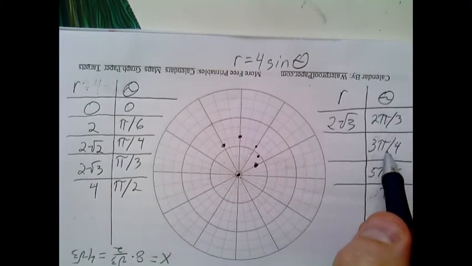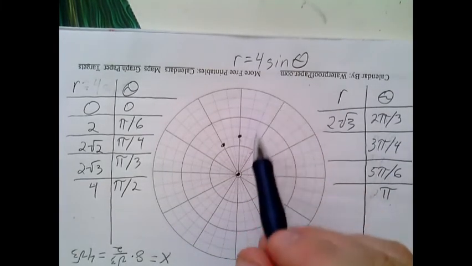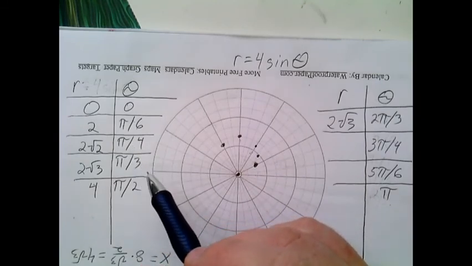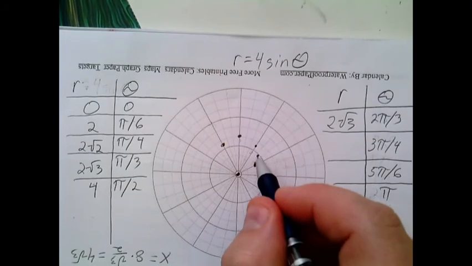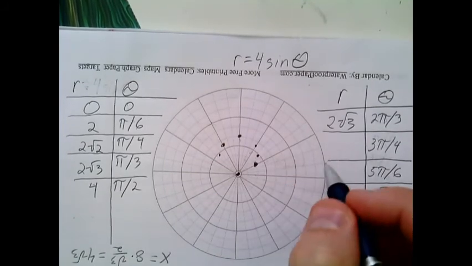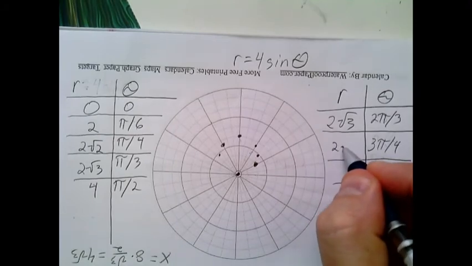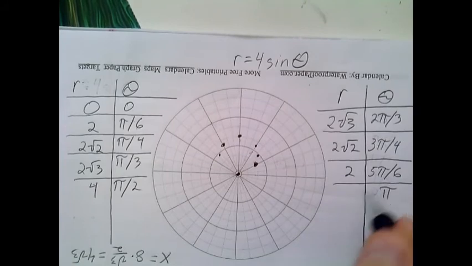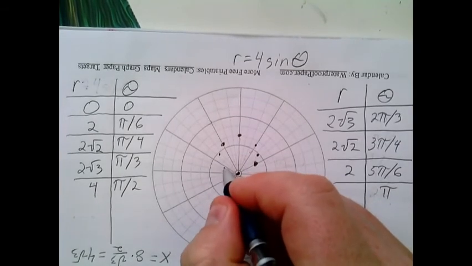And you know what? When I plug 3 pi over 4 into sine, it's actually the same as when I plug pi over 4 in. They both have a 45-degree reference angle. So this point is also going to be repeated over here. I'm going to get that 2 square root of 2 again. And I'm going to get a 2 again on this 5 pi over 6 radial line here.